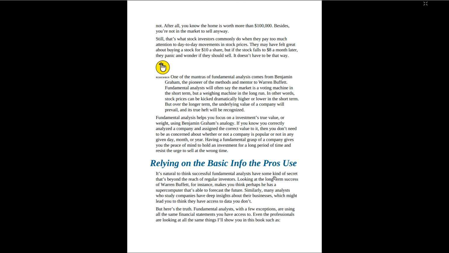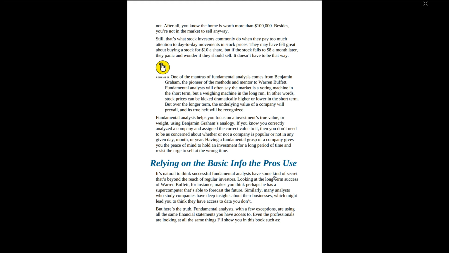Remember, one of the mantras of fundamental analysis comes from Benjamin Graham, the pioneer of the methods and mentor to Warren Buffett. Fundamental analysts will often say the market is a voting machine in the short term but a weighing machine in the long run. In other words, stock prices can be kicked dramatically higher or lower in the short term, but over the long term, the underlying value of a company will prevail and its true health will be recognized.